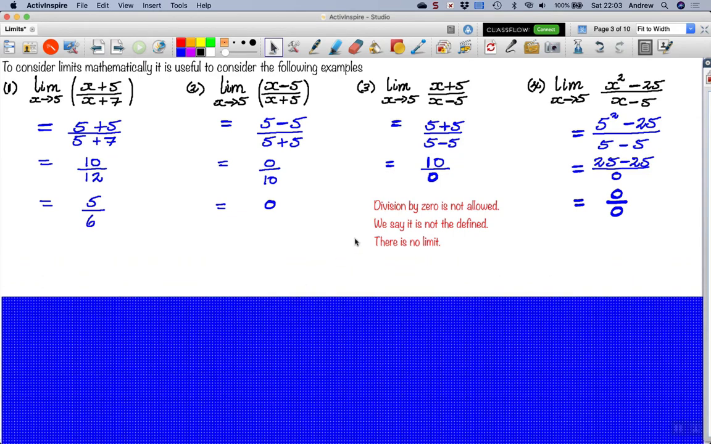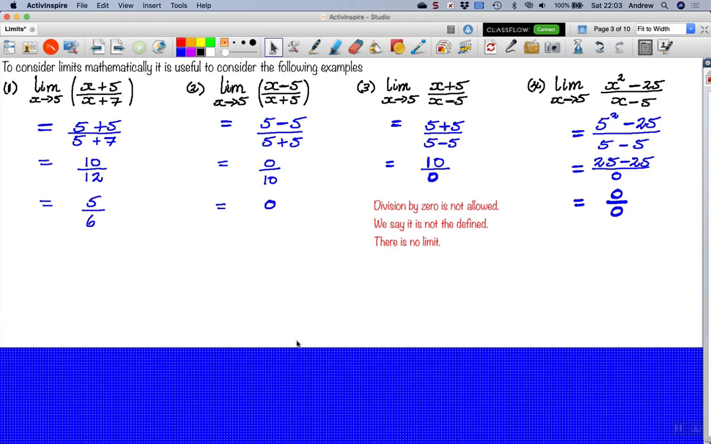And that's something you need to learn. So we will explore what happens when the bottom of a fraction approaches zero.